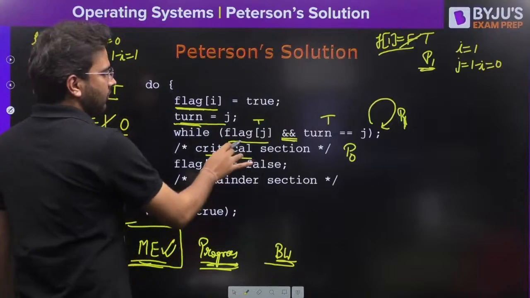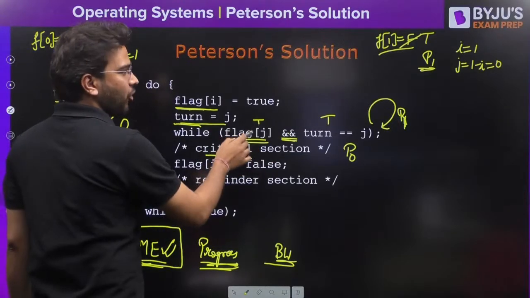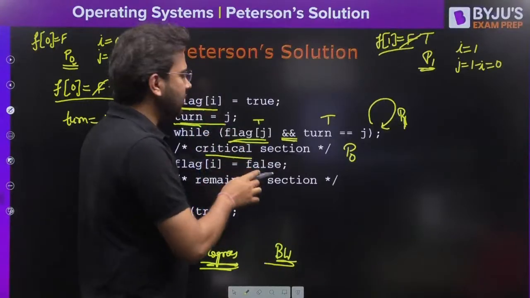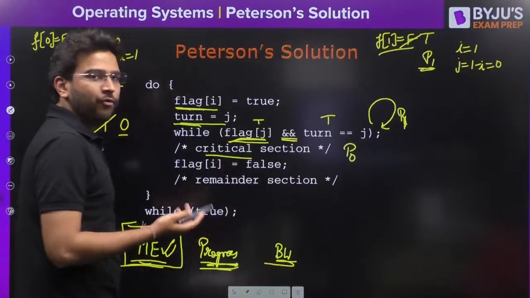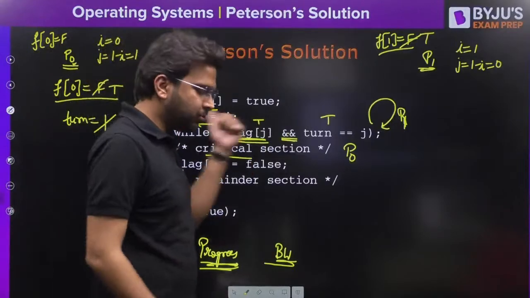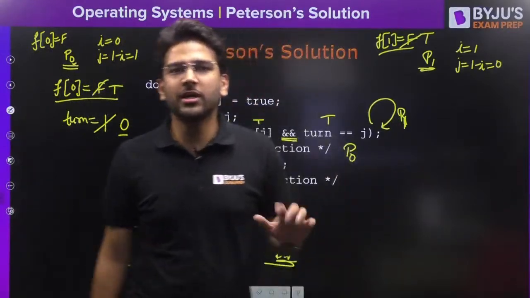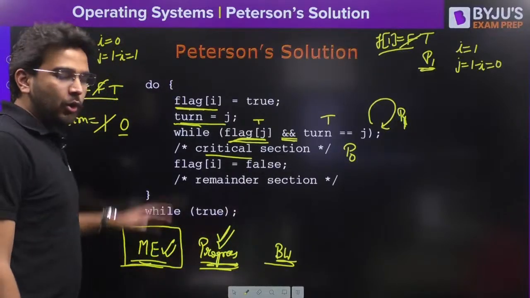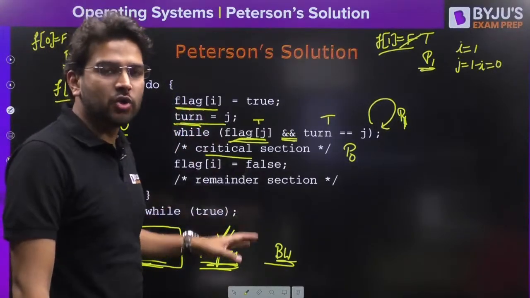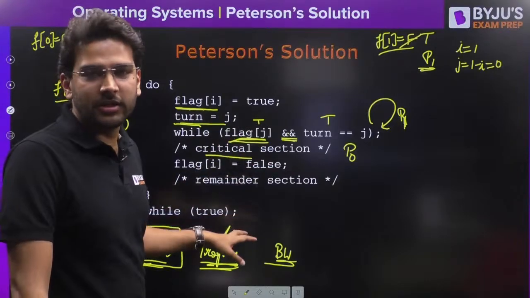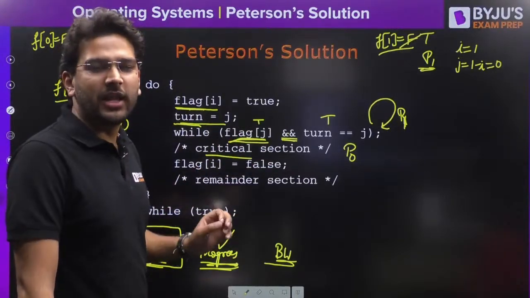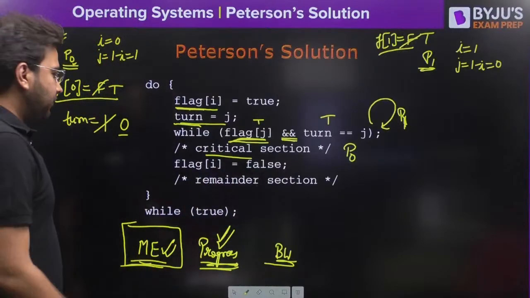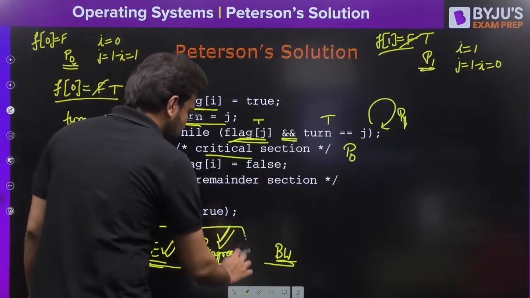Turn will be 0. Flag of j, this is false, because if I am executing P1 first and P0 is not interested, then flag of this will be false. P1 will be able to access. That means both ways, you can say vice versa, it is true. That means progress is satisfied. No process is stopping the other process from accessing the critical section if it is not interested. That means progress is definitely satisfied here. Now if you have any doubt in this point also, please ask.